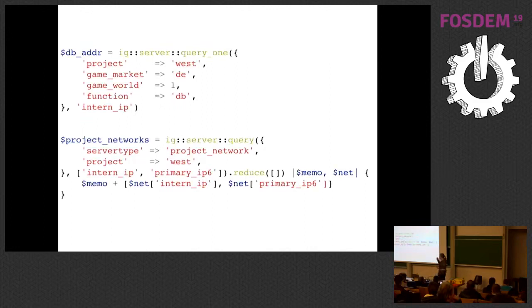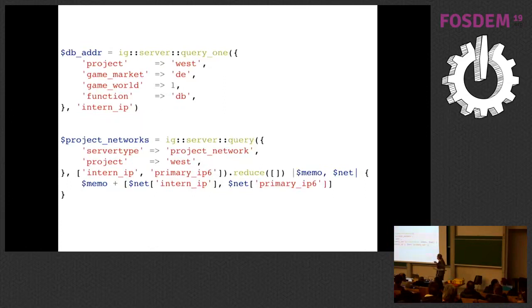The most straightforward way we do it is, again, we basically re-implemented a tiny version of Admin API in Ruby to use in here. And for example, here you can see that we do a query 1 to get one attribute of a server matching. We can give it the same kind of attribute-based dictionary to filter on. And we get back the database address here. And this is a very easy way to just say, for this game market, for this world, for this function, I want to get an IP, and then I can immediately put it into my configuration on my web server, for example.